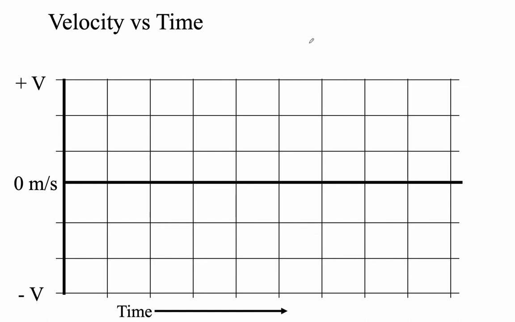Here's a velocity versus time graph. And I feel like these are the simplest ones really to interpret, right? We've got positive velocity. We can go to the right. This means I'm going to the right.